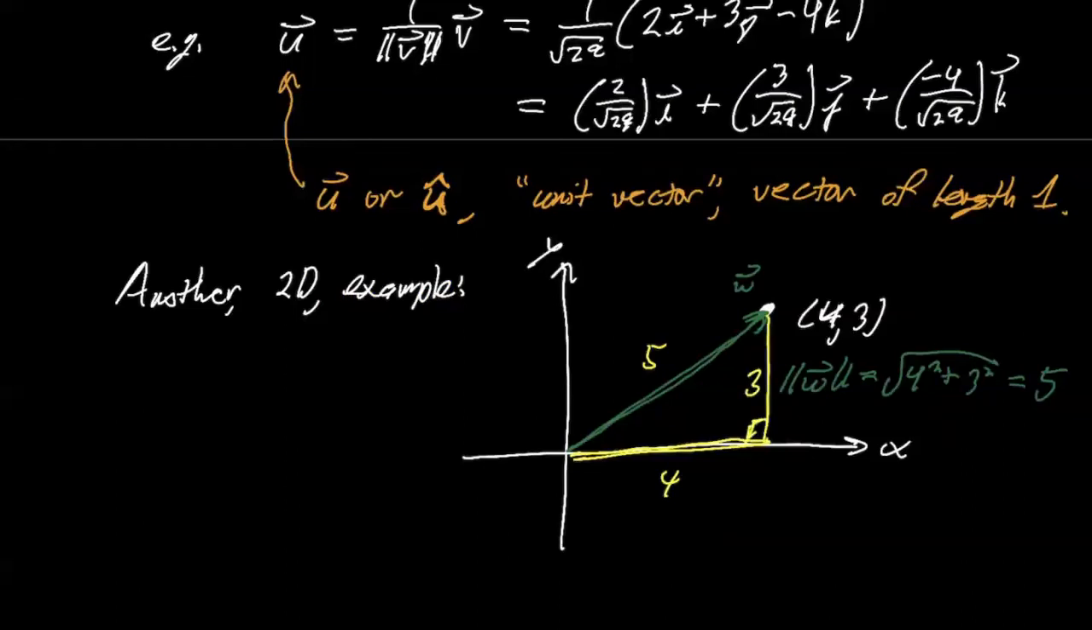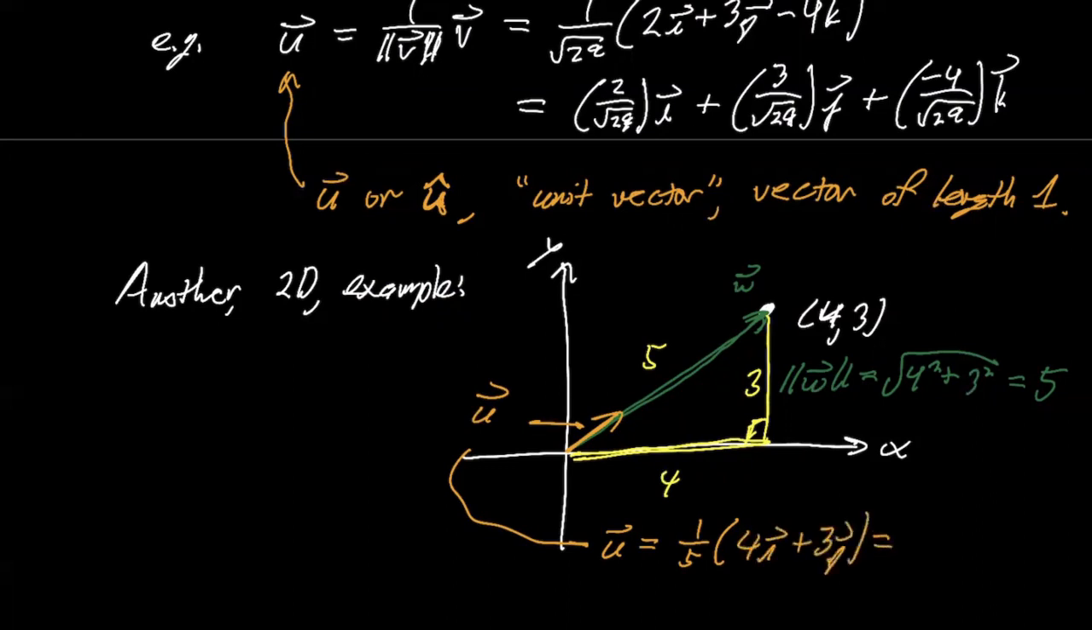If we wanted the unit vector in the same direction, it would just be a vector of length 1. So this could be u, and that would be 1/5 of w, which really is 4i plus 3j. So that's 4/5 i plus 3/5 j. That's another example of a unit vector.